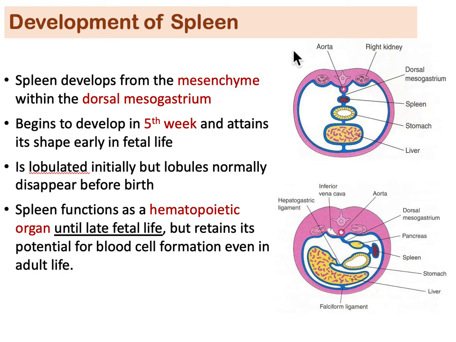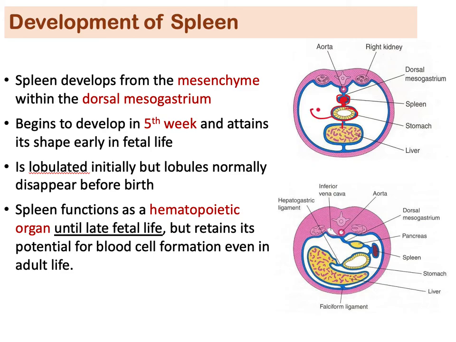The spleen is, I would say, a little bit more direct. You remember that the stomach, of course, is in the midline, and it's connected by the ventral and dorsal mesogastrium. Now, in the dorsal mesogastrium, the mesenchyme there proliferates and develops the spleen. So the spleen develops inside the dorsal mesogastrium.